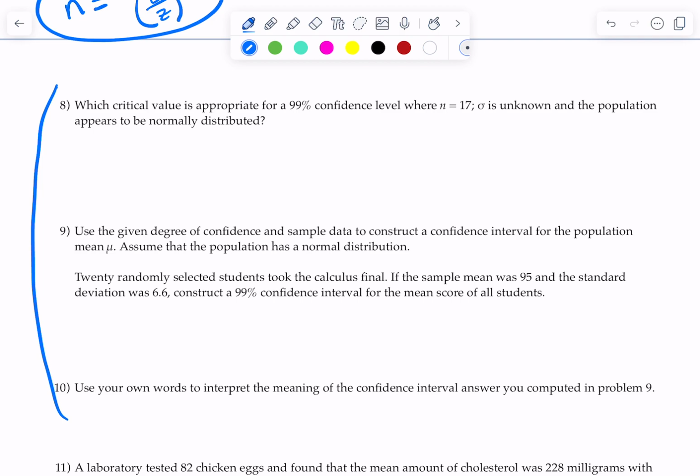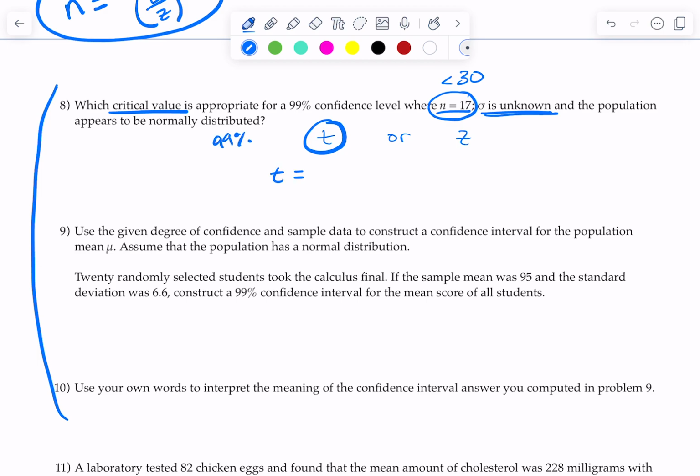Use a critical value to find the confidence interval. Which critical value would we use if n is 17 and we don't know the standard deviation? Do we use t or z? If n is 17, that means we're less than 30, right? And we don't know sigma, so we use t.